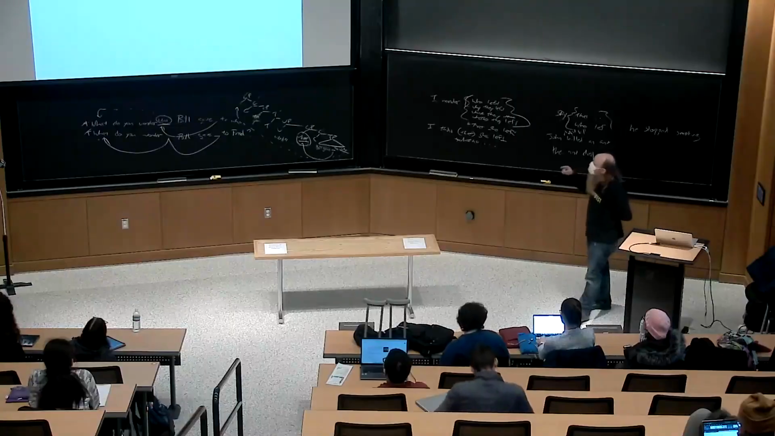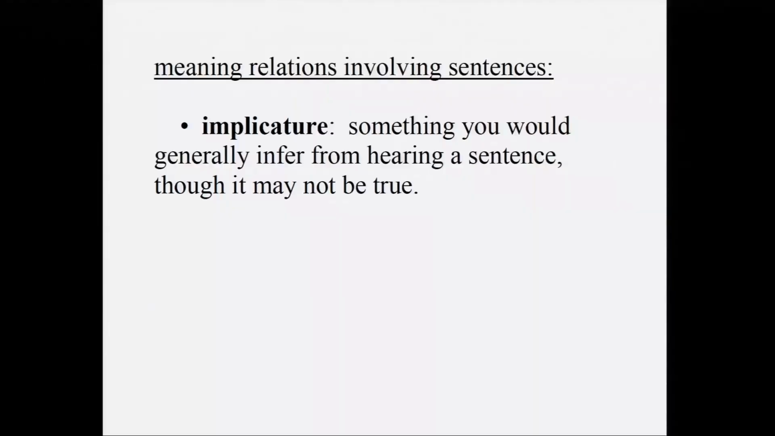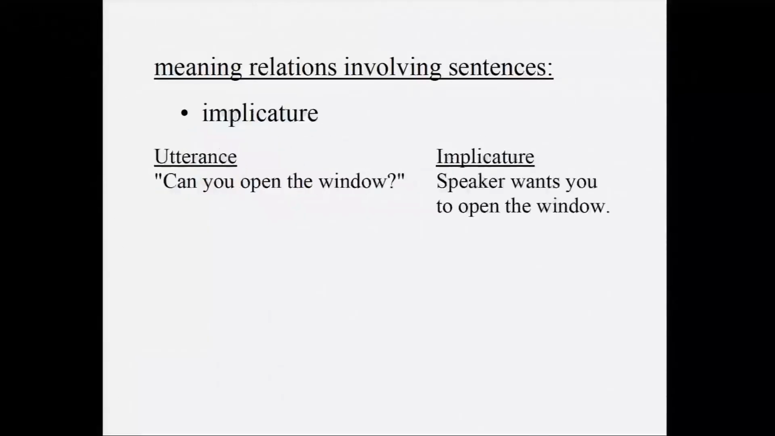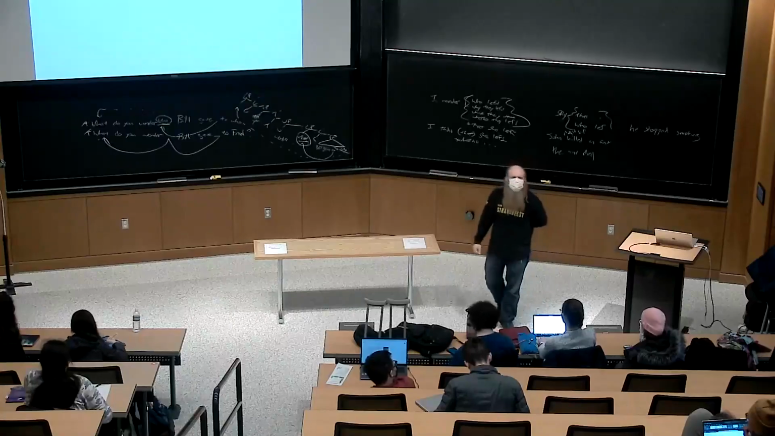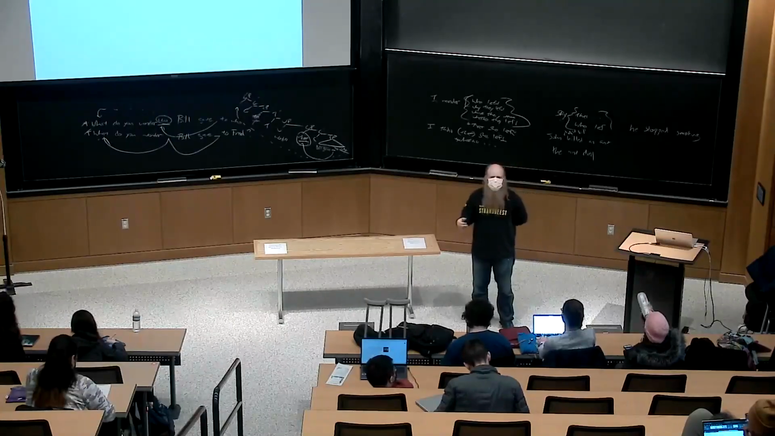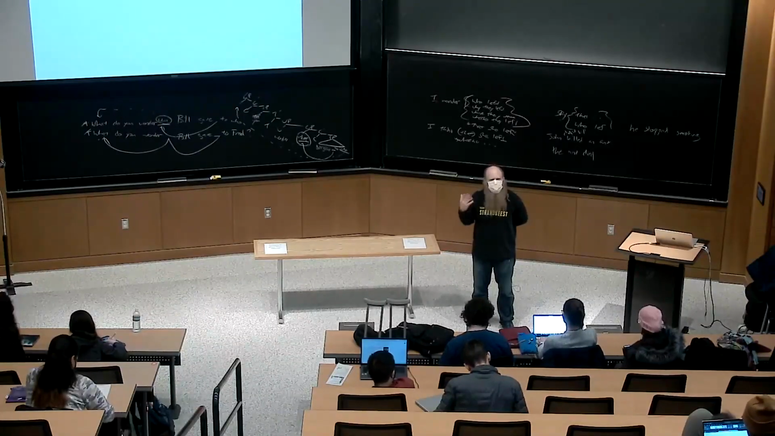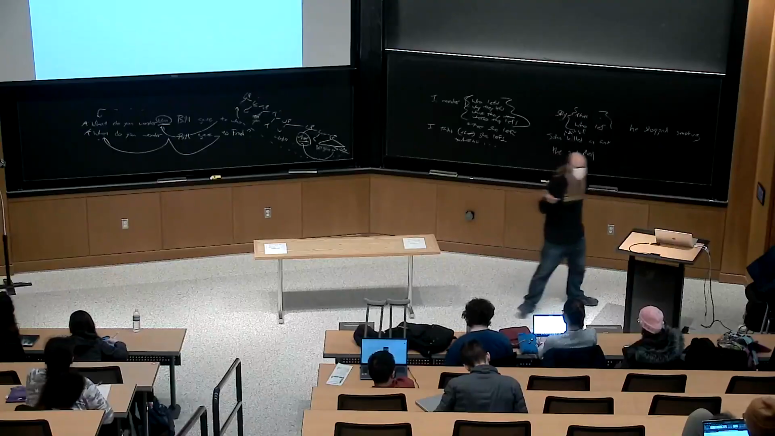There are also implicatures, which I think we have time for. Implicatures are things that you might tend to infer from hearing a sentence, but that might not be true at all. So, for example, if I ask you a question like, can you open the window? There's an implicature that I would like you to open the window. It's not entailed or presupposed, but when you hear me say that, you're likely to conclude that I wish that you would open the window.